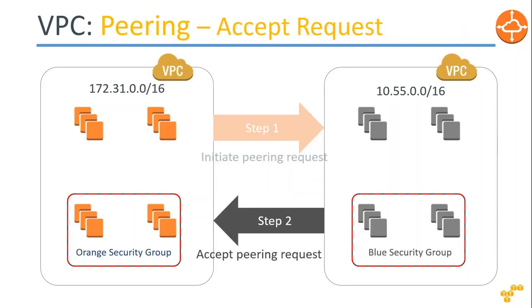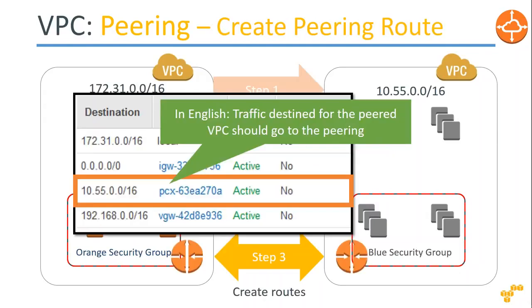Only when the request is approved can you go ahead and configure your routing tables. And there is a default period, if I'm not wrong, of 7 days. If a request is not approved within 7 days, it will automatically expire and a new request will have to be created. So step one is initiate, step two is accept the request, and step three is configuring your routing tables on both sides, saying that if I want to communicate from 172 to the 10 series, send it to this PCX interface.